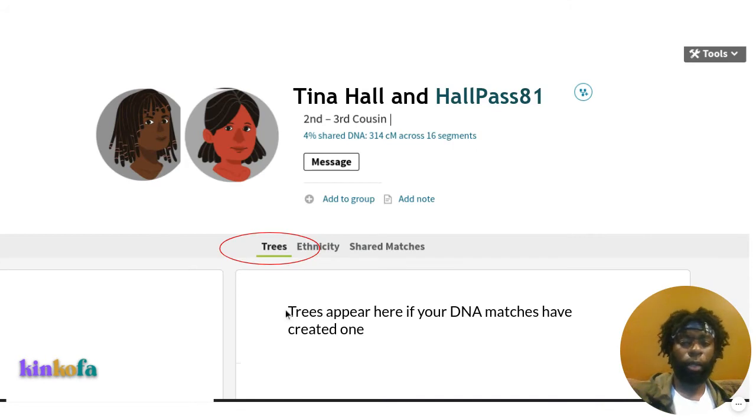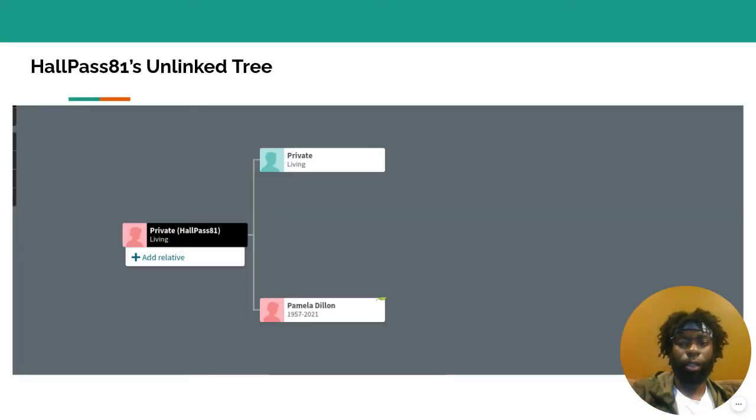And if we were to click on that, it would take us to a page like this, where it's now comparing Tina and Hall Pass 81, and their tree would appear right here. Pretending that there's a tree there, we would be able to click on it and then get to Hall Pass 81's tree. So this is a sample view of what Hall Pass's tree might look like.